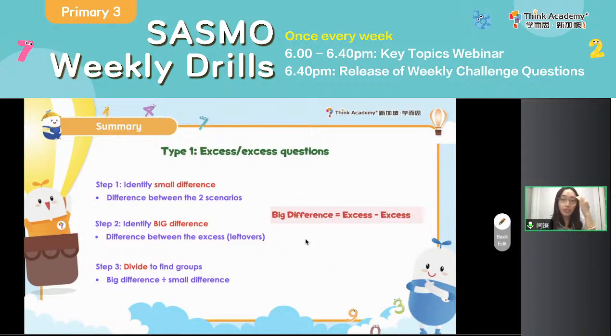And how can we figure out the big difference here? In this type, that is excess minus excess. So you can see that it is very important for you to read the question and understand the question properly. You must be clear about what type it is first, and then you can just follow the steps. Okay, and also do remember that for the excess part, in the end, to figure out the number of objects, what should we do? You need to add it up, okay? So this is the first type. Do you take the screenshot? Yes or no? Okay. Now let's move on to the second one, okay?